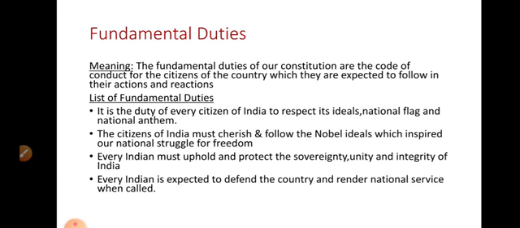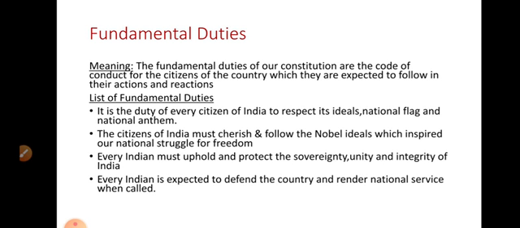Again, what is the importance of this fundamental duty? These provide valuable guidelines to the courts to have proper control over the people. And also I can say these duties maintain the balance between an individual's civic freedom and his civic obligations. Now, let us go through some of the list of fundamental duties, one by one. The first one: it is the duty of every citizen of India to respect its ideals, national flag, and national anthem.